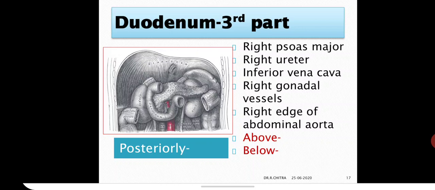What are the posterior relations of the third part? Right psoas major. I think in this you can see the right psoas major, which forms the posterior relation of the second part also. Now for the third part also: right psoas major, right ureter, inferior vena cava, right gonadal vessels, and the right edge of the abdominal aorta. So if you know this one diagram, you can mainly represent all the relations of the parts. Above is the head of the pancreas, below are the coils of the jejunum.